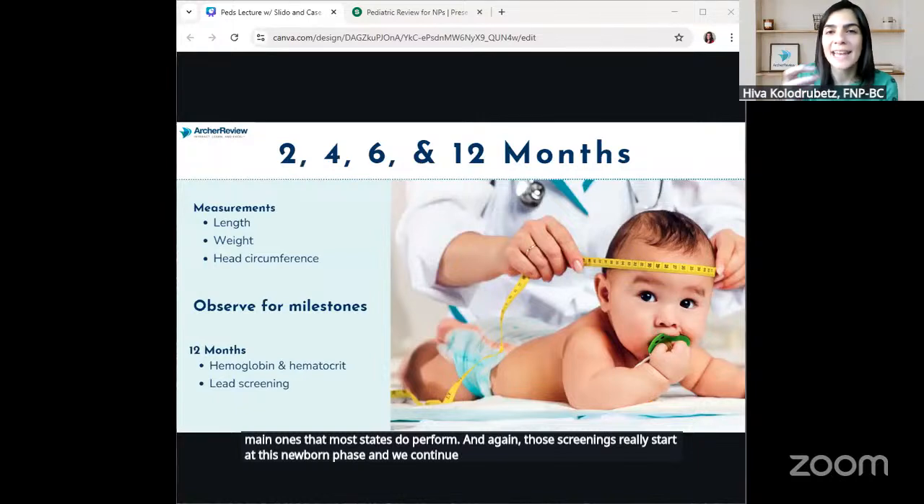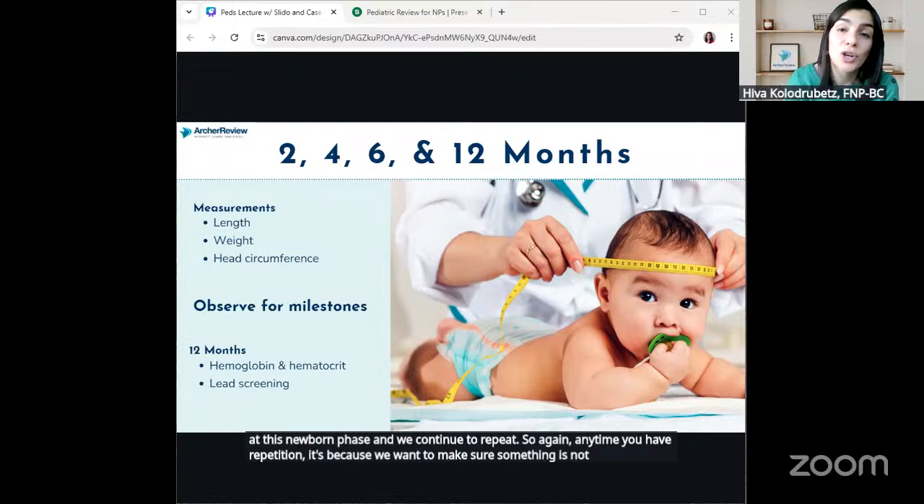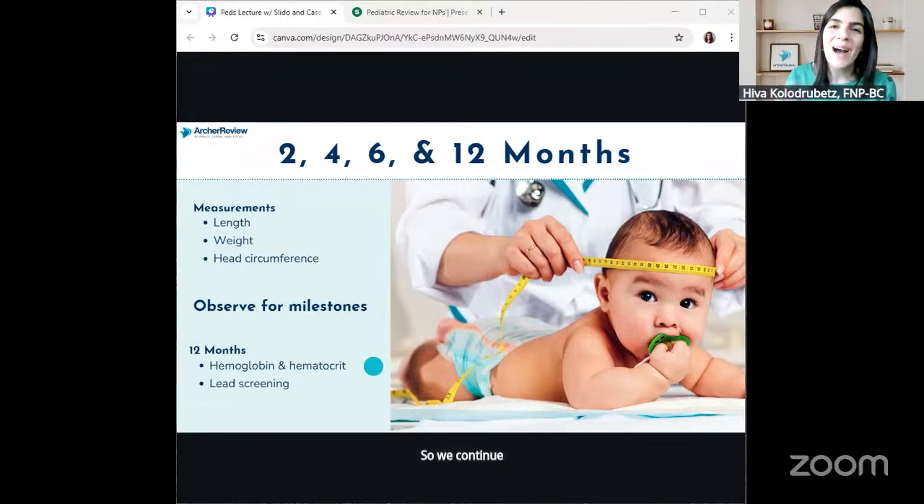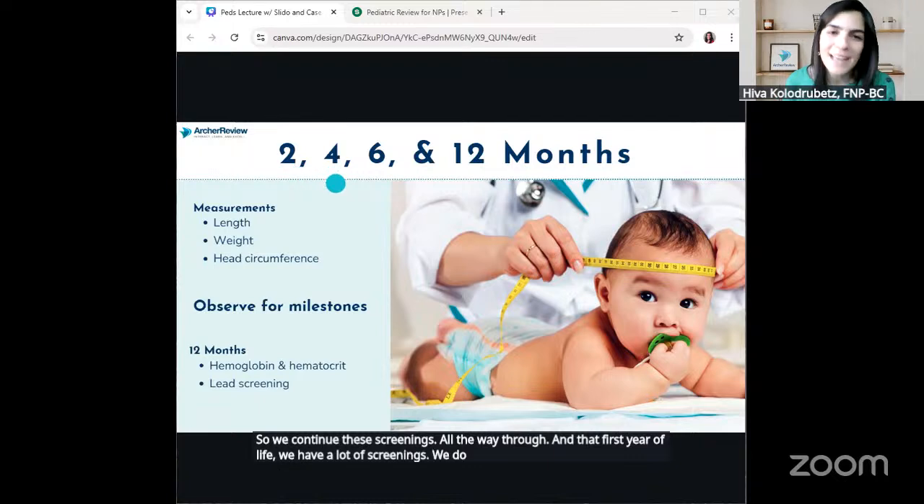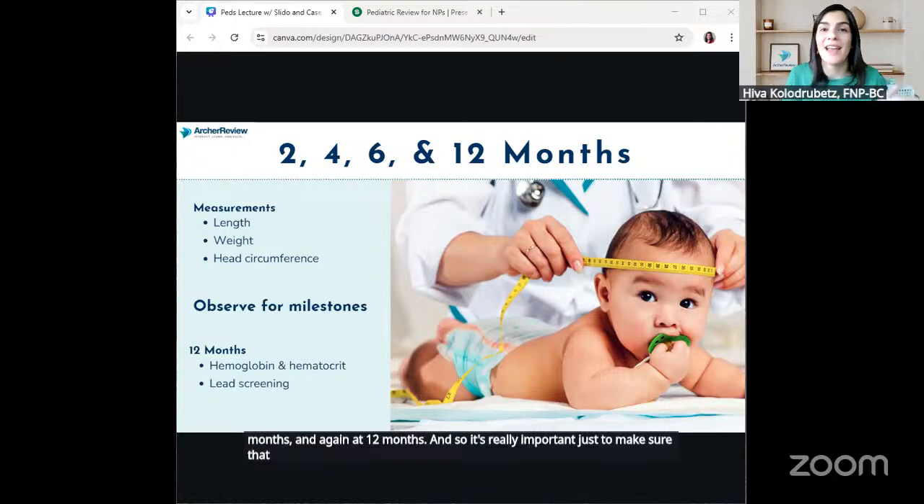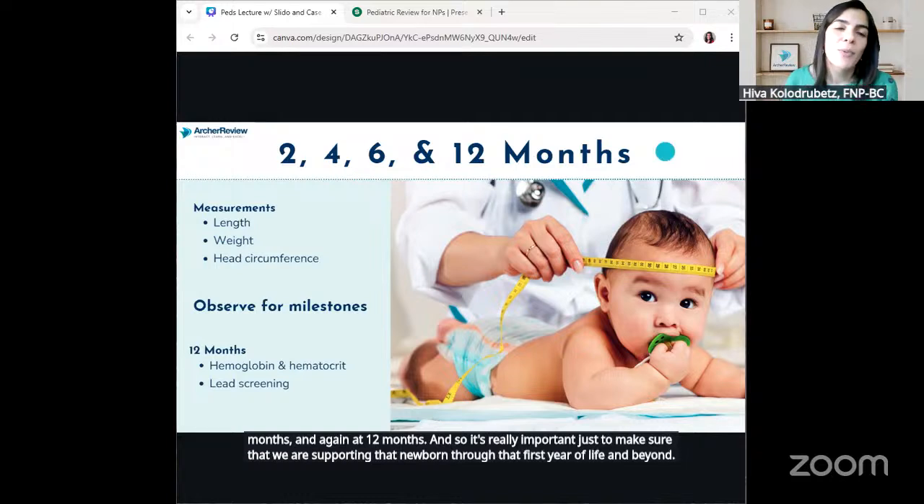So again, anytime you have repetition, it's because we want to make sure something is not missed. We catch it early and we intervene early. That's really, really important. So we continue these screenings all the way through. In that first year of life, we have a lot of screenings. We do it at 2 months, 4 months, 6 months, and again at 12 months. And so it's really important just to make sure that we are supporting that newborn through that first year of life and beyond.